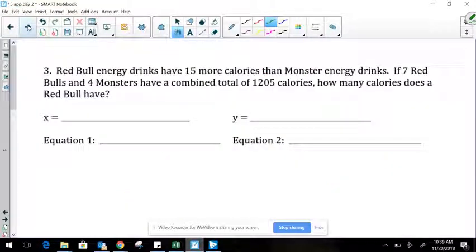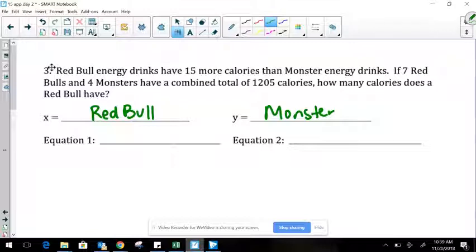Let's do one more. Let's talk about some Red Bull energy drinks here. Okay, so Red Bull, they have 15 more calories than Monsters. Okay, so let's say that X stands for Red Bull. Y is Monster, because they just said Red Bull first, so I'll make that X.